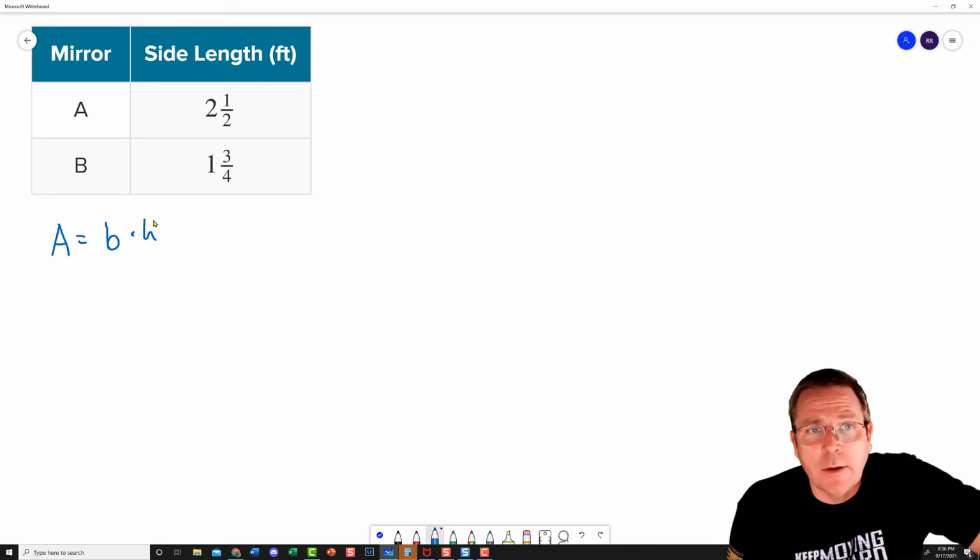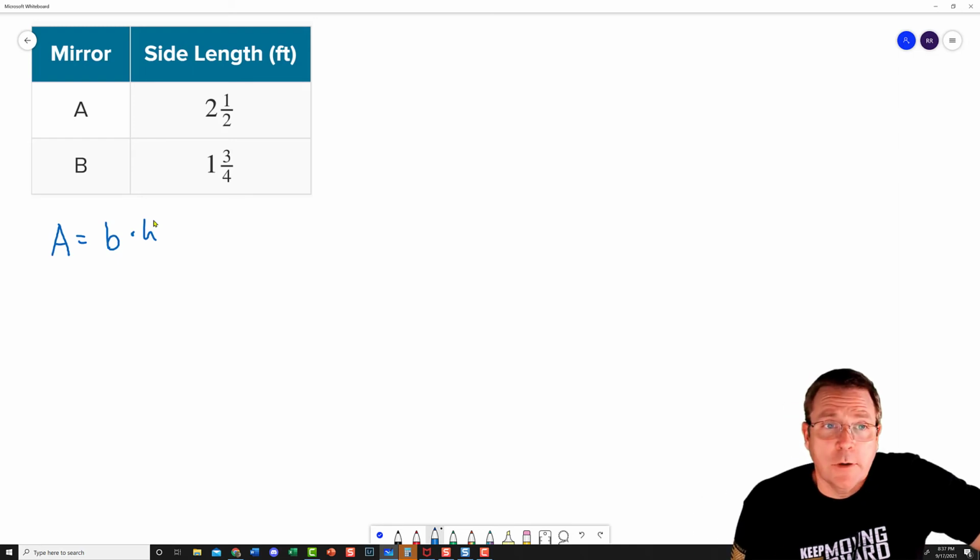This isn't a rectangle. All squares are always rectangles. We can think about what's the definition of a rectangle. A rectangle is a quadrilateral in which opposite sides are parallel and all angles are right angles. So it's going to be parallel and congruent. On a square, are your opposite sides parallel and congruent? Yes, they are. Are all your angles right angles? Yes, they are. So all squares are rectangles, so we can use the rectangle formula.